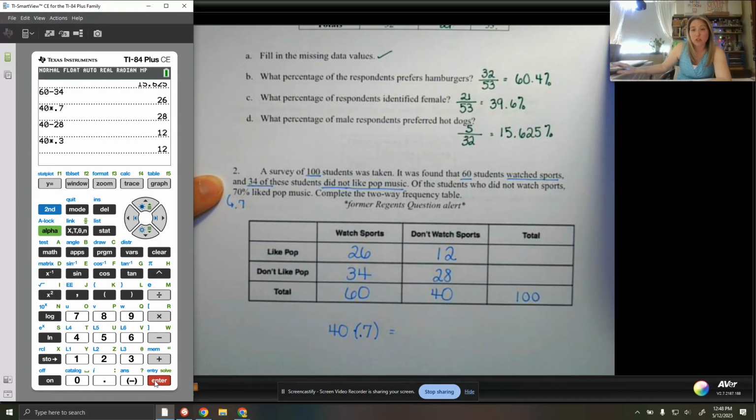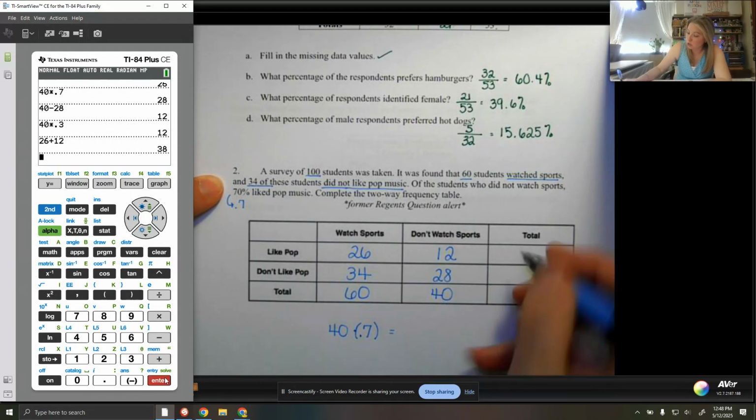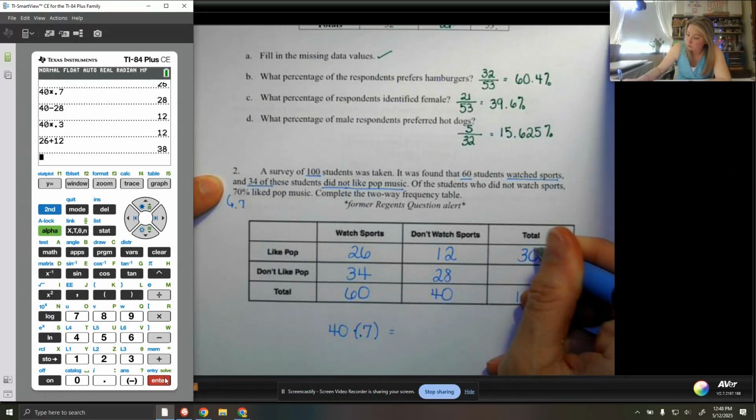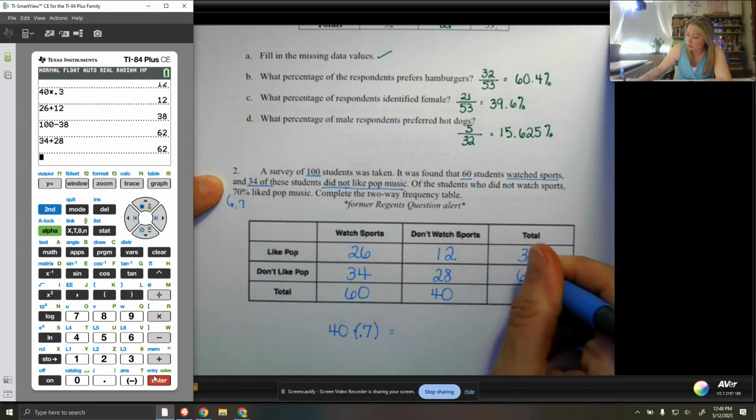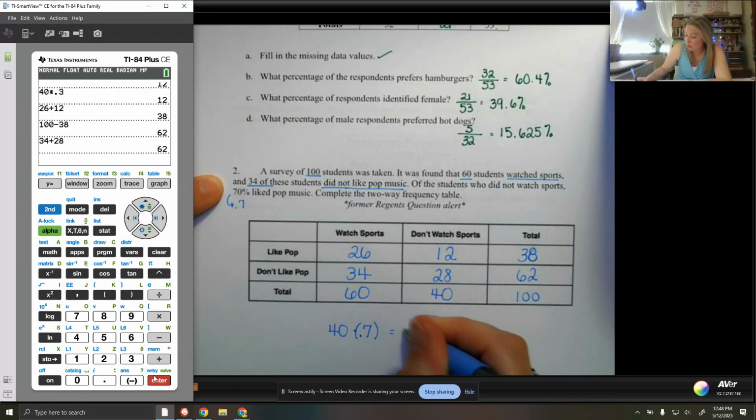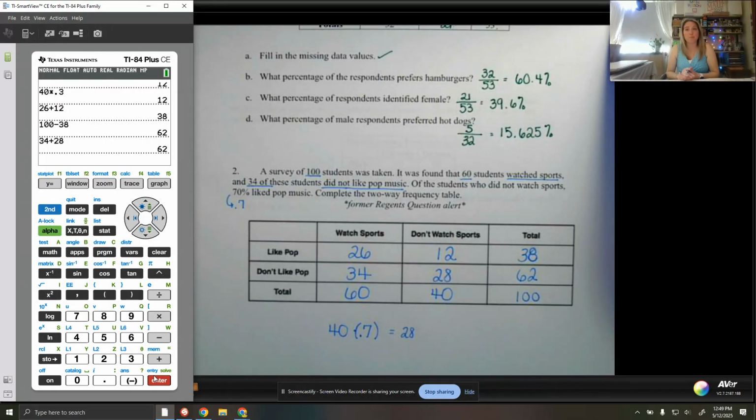And so now I can do my totals across as well. So like pop are 26 plus 12, giving me 38 liking pop. And you can either do 100 minus 38, or you can do 34 plus 28, giving you 62 here. Okay, and this really was exactly a Regents question just a few years ago.